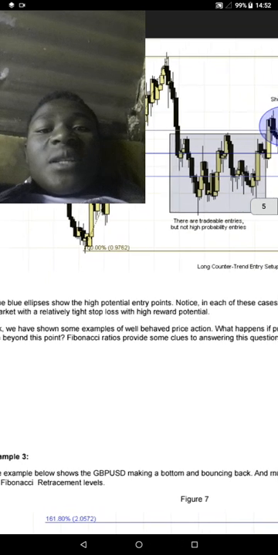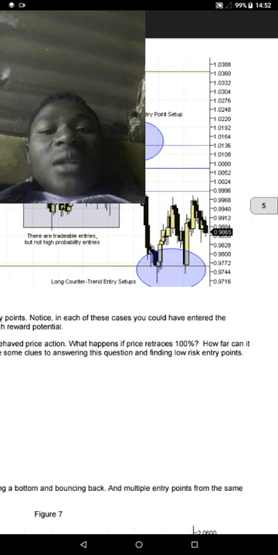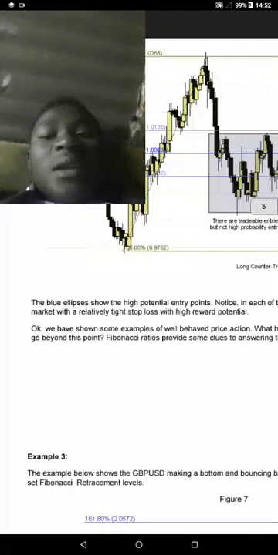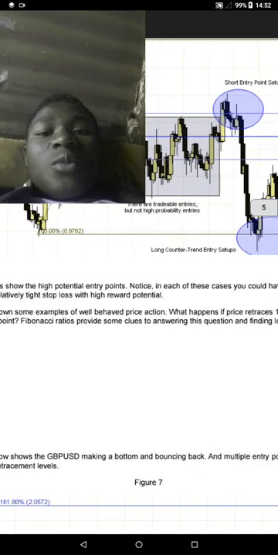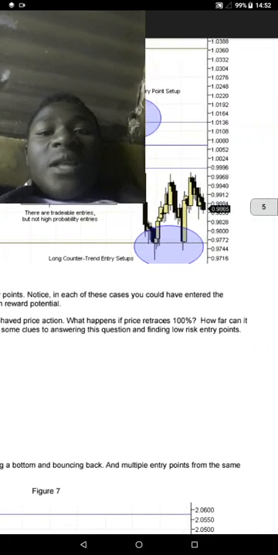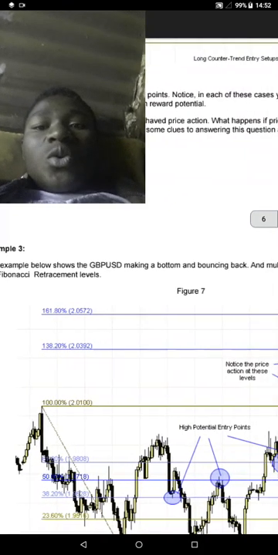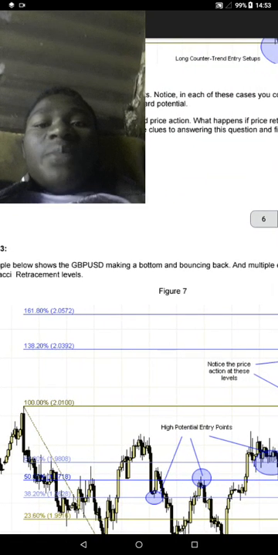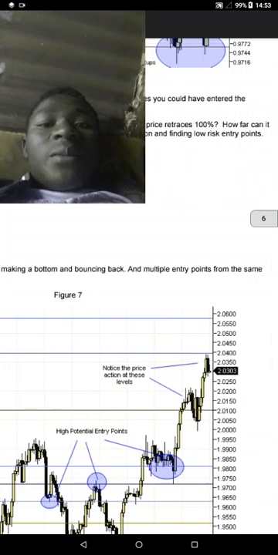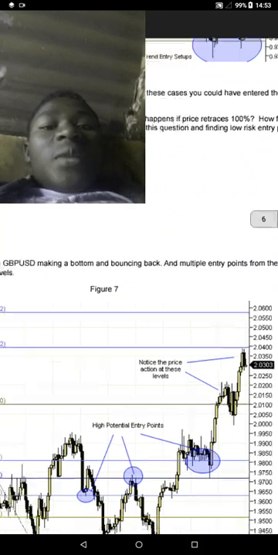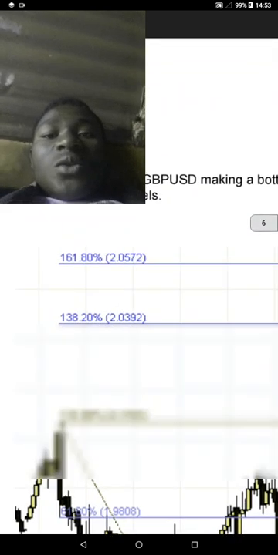Okay, we have shown some examples of well behaved price action. What's happening if the price retraces 100%? How far can it go beyond that point? Fibonacci ratios provide some clues to answer these questions and find a low risk entry point. Example 3, guys. The example below shows the GBP USD making a bottom and bouncing back, with multiple entry points from the same Fibonacci retracement level.